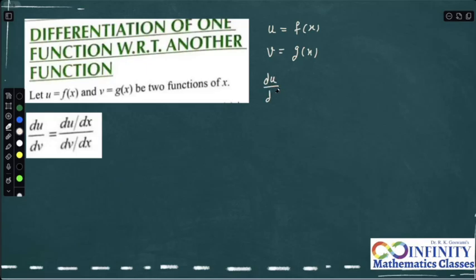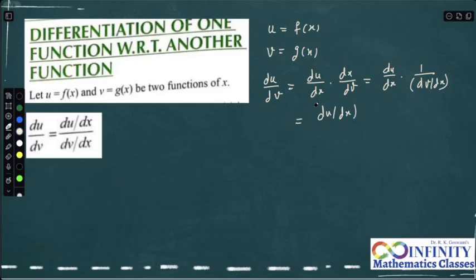Du over dv, sorry. You can apply the chain rule. It is du over dx into dx over dv. This second expression you can rewrite as multiplied by 1 upon dv over dx. So when you combine this, the ultimate formula you get is, in the numerator du over dx, and in the denominator dv over dx. Do you agree?